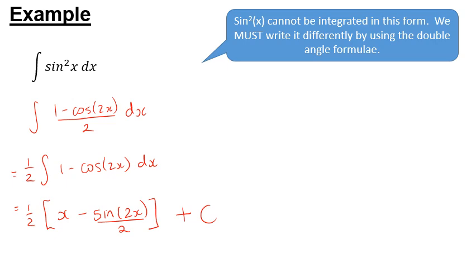So as you can see, integrating sine squared of x is very easy to do if you use the double angle formulae, which you definitely need to do, and then we integrate as normal.